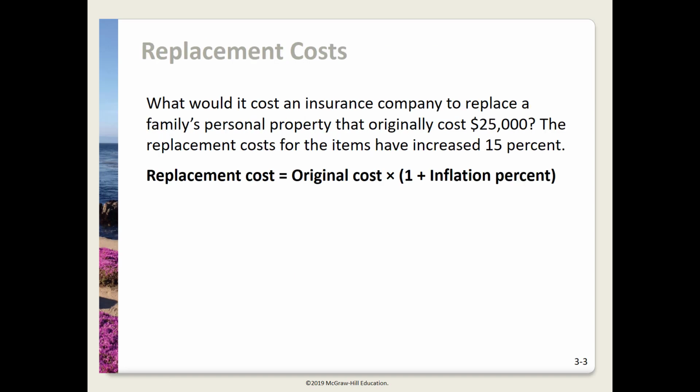Let's look at replacement costs. What would it cost an insurance company to replace a family's personal property that originally cost $25,000? The replacement costs for the items have increased by 15%. So here's the formula that we'll use to find our replacement cost. We'll take the original cost of $25,000 and multiply it by 1 plus our inflation rate, or the increased percentage of 15. So we'll write in 0.15, because that's the way we write the decimal version of a percentage. If you type in your calculator 15%, it should also work that way as well.